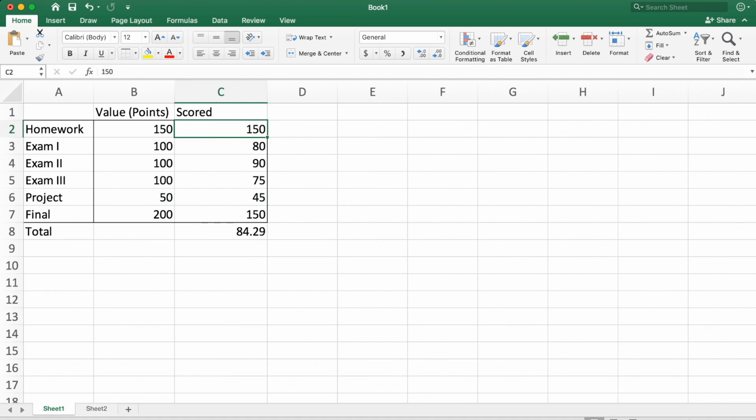And so you can start to play around with these things here to see how each score that you earn affects your grade in the point system as well.